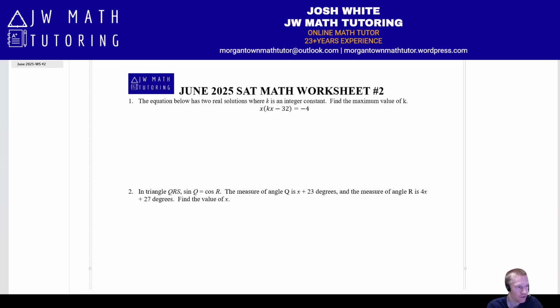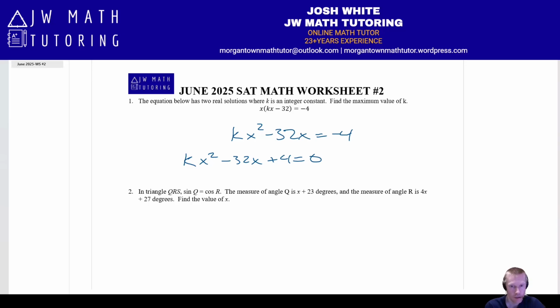So if you're going to do this problem by hand, what you need to do is basically go ahead and multiply out the left side. Okay, so go ahead and do that. We're going to get just kx squared minus 32x equals negative 4. And then you add 4 to both sides to move it over. So now we have a quadratic equation that is equal to 0.